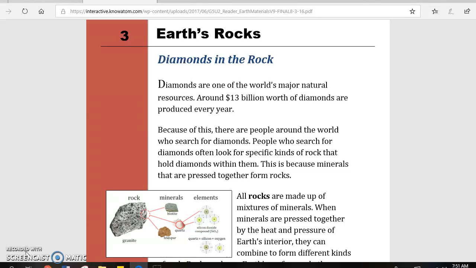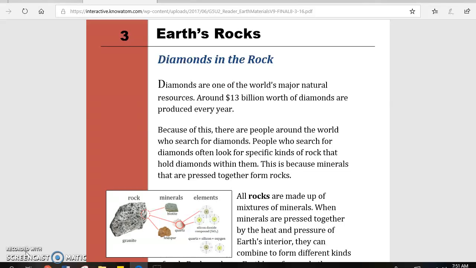Earth's Rocks. Diamonds in the rock. Diamonds are one of the world's major natural resources. Around $13 billion worth of diamonds are produced every year. Because of this, there are people around the world who search for diamonds. People who search for diamonds often look for specific kinds of rocks that hold diamonds within them.